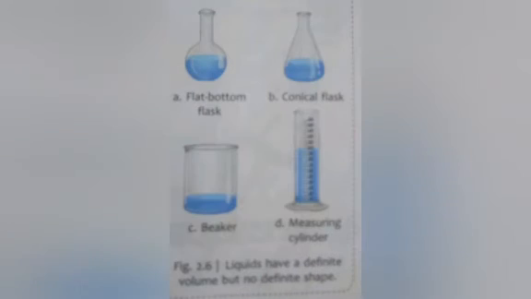Now this can be explained with an activity. 100 ml of water is poured into a flat-bottom flask, a conical flask, a beaker and a measuring cylinder. We observe that the volume of water in all these four containers is the same, that is 100 ml, but each time the water took the shape of the container into which it was poured. By this activity we can say that liquids have a definite volume but no definite shape.